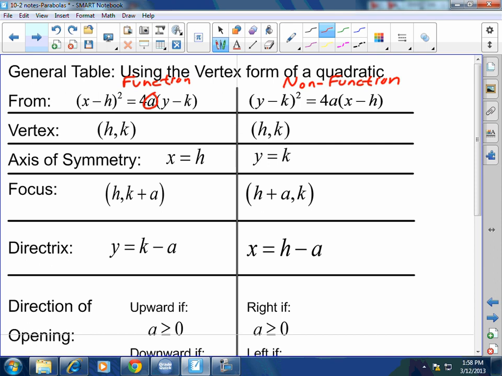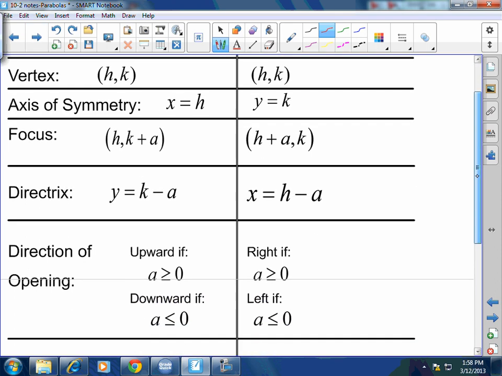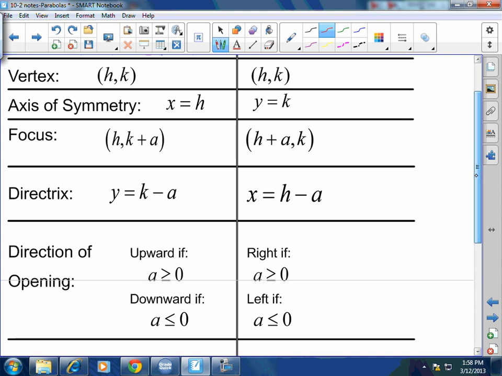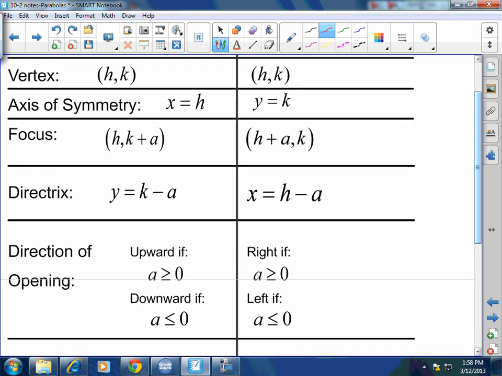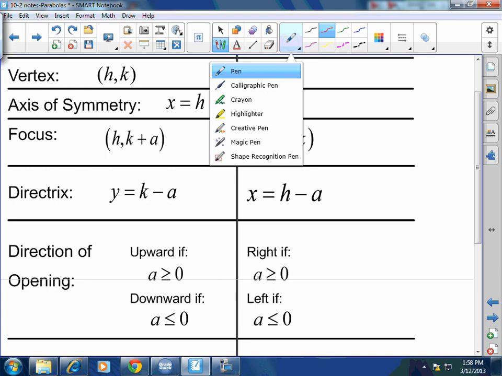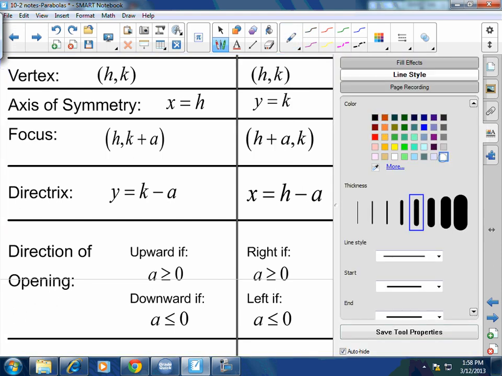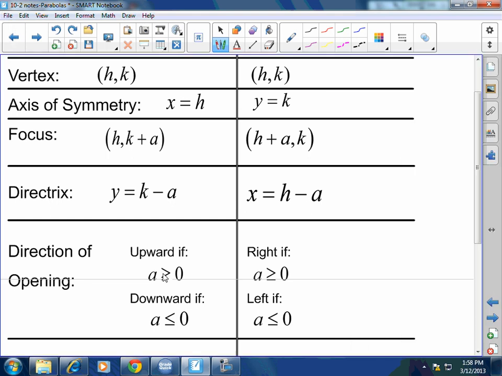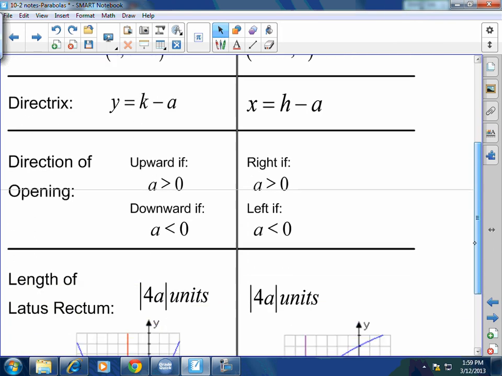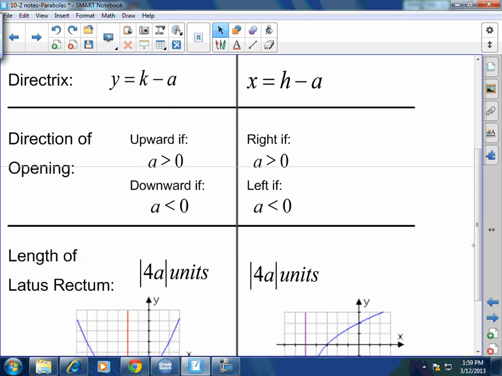Direction of opening, we already went over that. If it's positive, it goes up. If it's negative, it goes down. And I'm sorry, this should not be less than or equal to. That should just straight up be less than. So I apologize about that. This should not be there, and that should not be there. Sorry about that. And then the last thing, the length of the latus rectum is the absolute value of 4 times a.